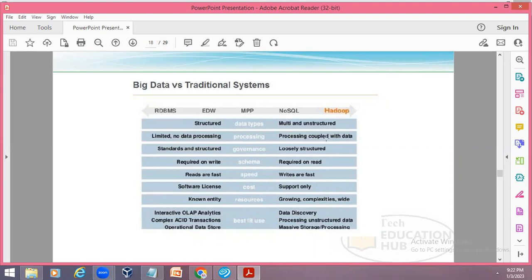But when it comes to the Hadoop system, it is process coupled with data. You remember we created a cluster with 4 nodes, right? Yeah. And we distributed the data on the first and the third node. So whenever I run any process, my job will run on the first and the third node only. Wherever the data lies, my job will execute on that particular node only.